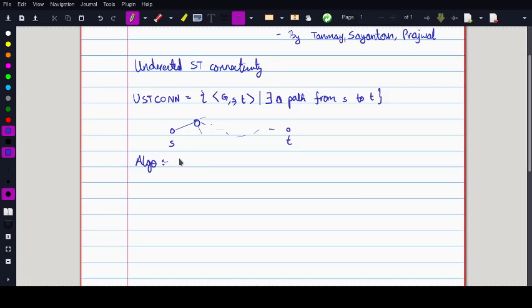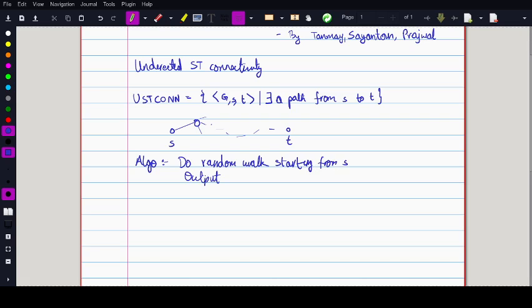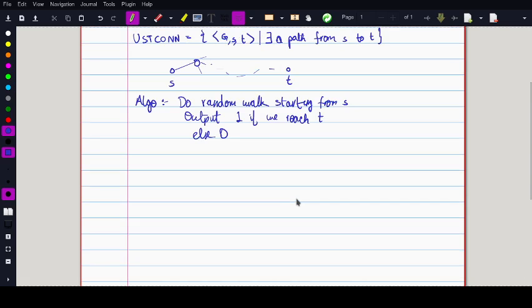So you do a random walk starting from S, and output 1 if we reach T, else 0. So that's a simple algorithm.